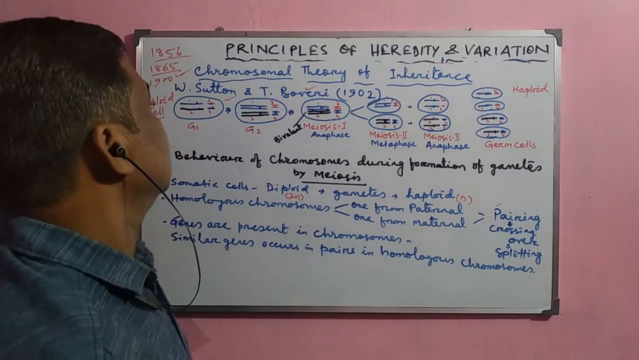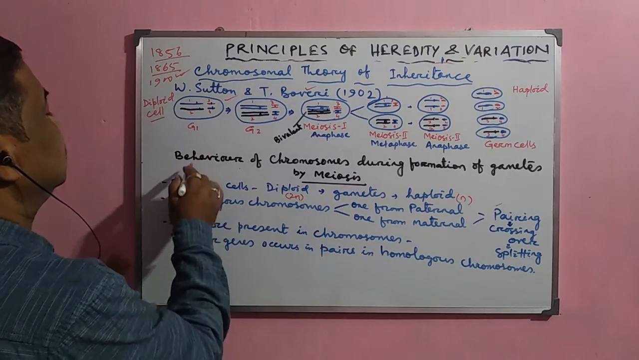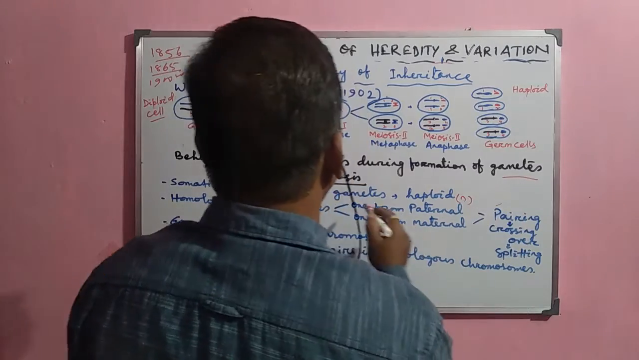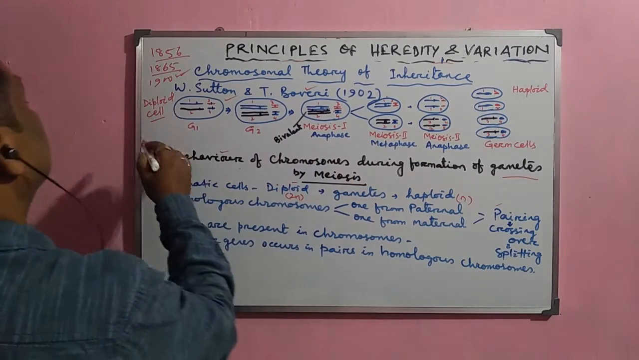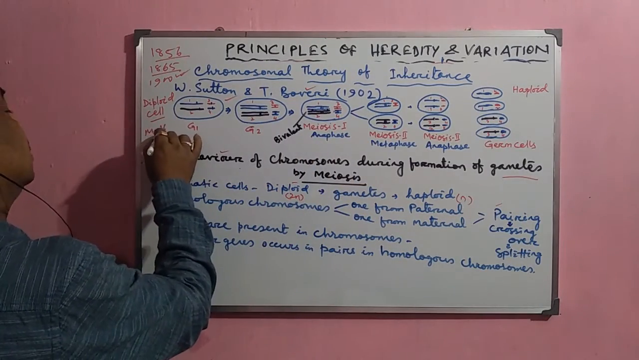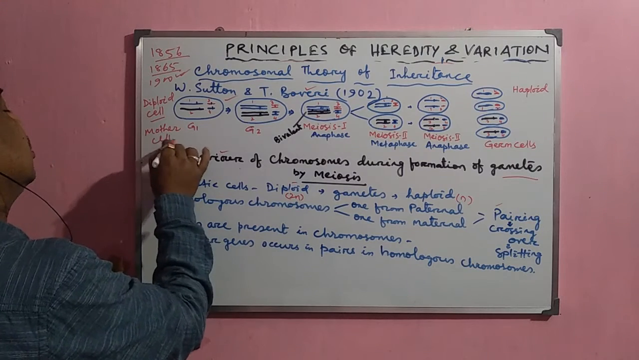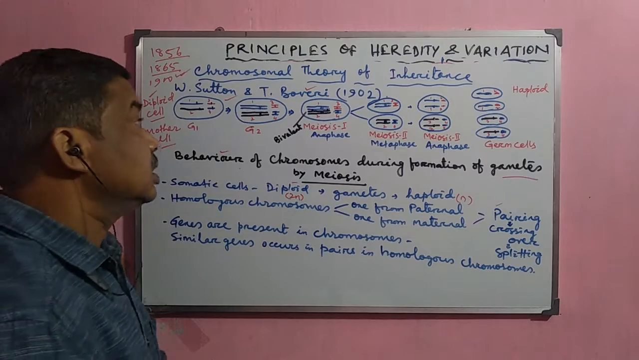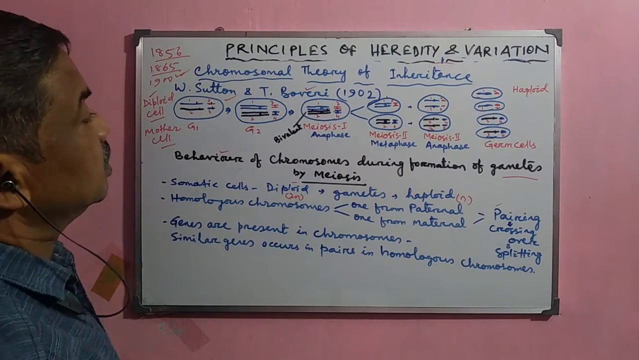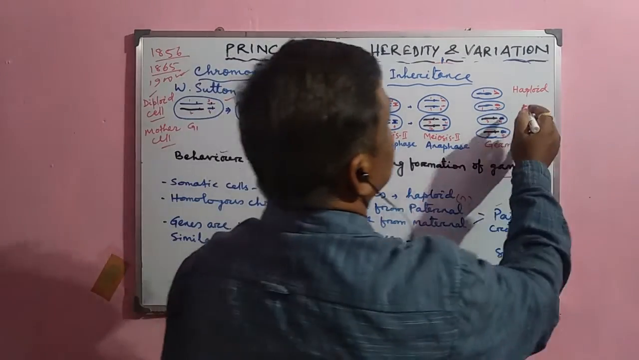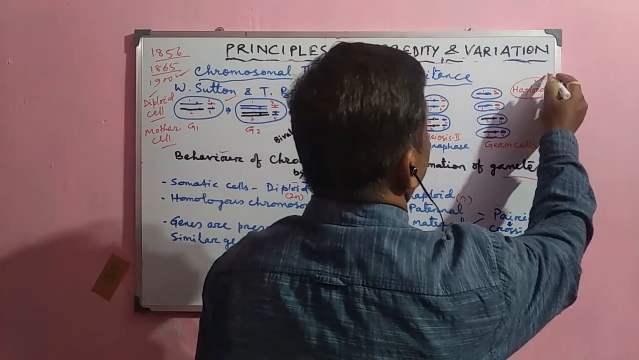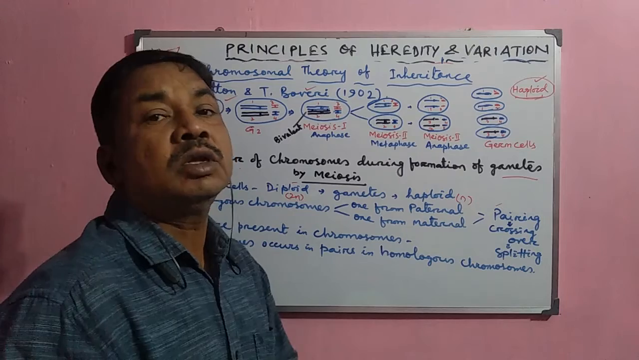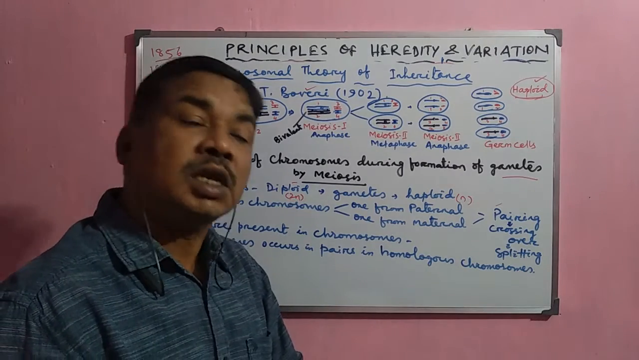Now how do the chromosomes behave during gamete formation? As we know, the mother cell, either the sperm mother cell or egg mother cell, is diploid in nature. These are somatic cells, and when these diploid cells form gametes, they are haploid in nature. How these chromosomes behave during this process of meiosis, you have already studied in class 11.